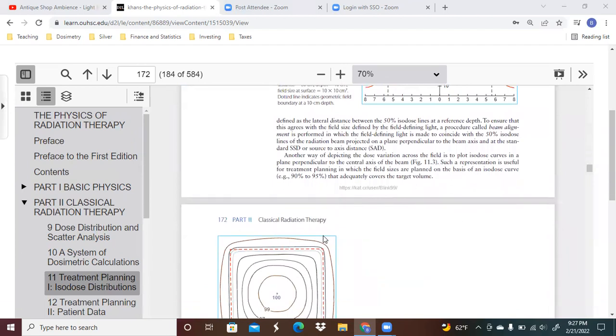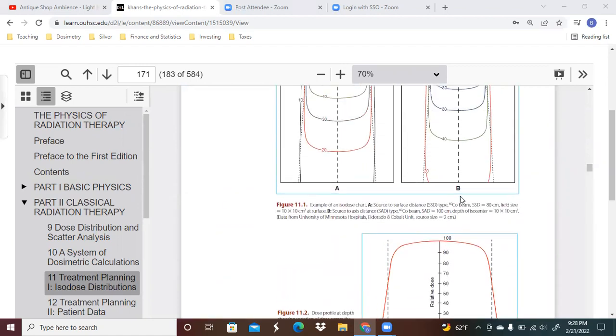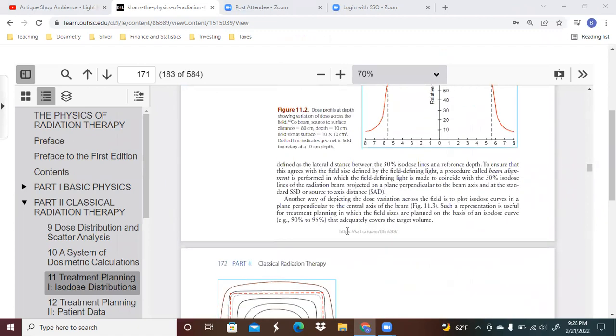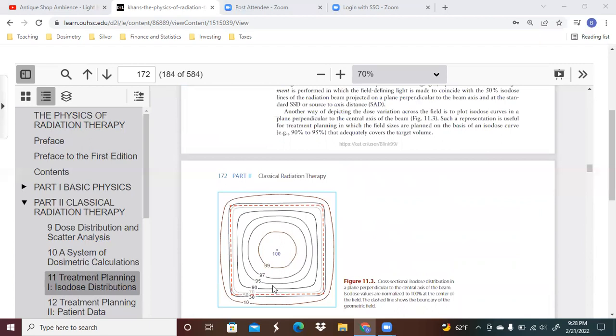And another way of depicting dose variation across the field is to plot isodose curves in a plane perpendicular to the central axis. In other words, I kind of imagine this in this dimension. So this is more of what you would see in treatment planning. When you see it in a transverse view, you can kind of see where the isodose lines are, where they are around a particular target.